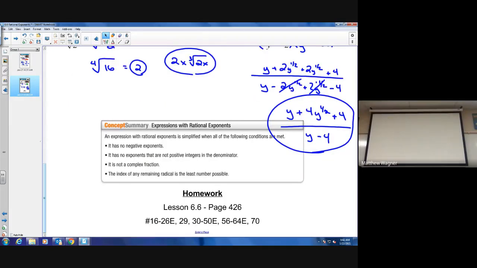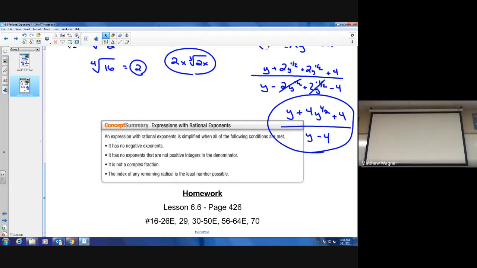Homework's on the bottom. Again, as you're working with rational exponents and radicals, make sure you have no negative exponents. You cannot have negative exponents in your denominator. You can't have a fraction within a fraction. That's a complex fraction. And you want any remaining radicals to be the least number possible.